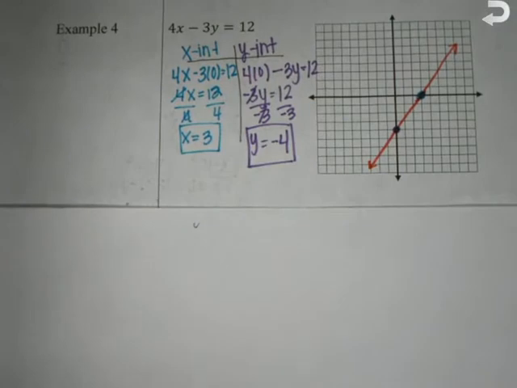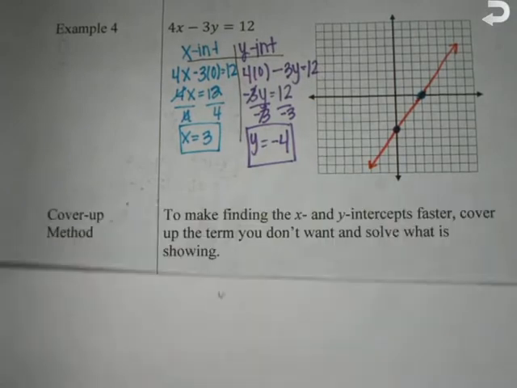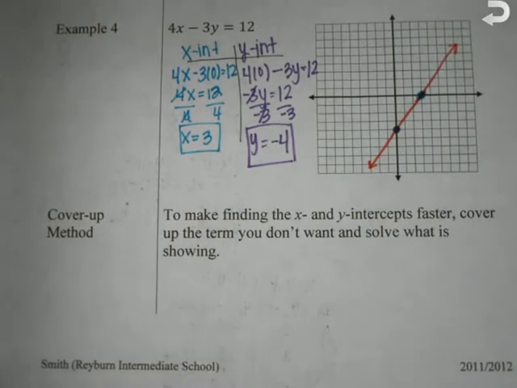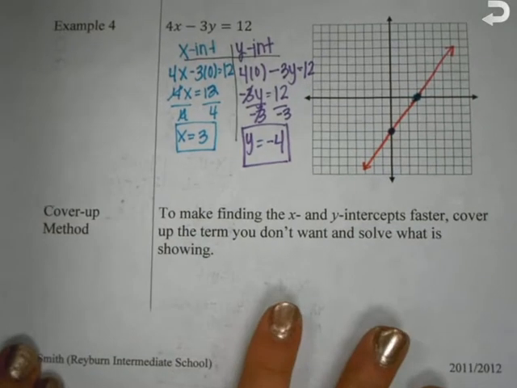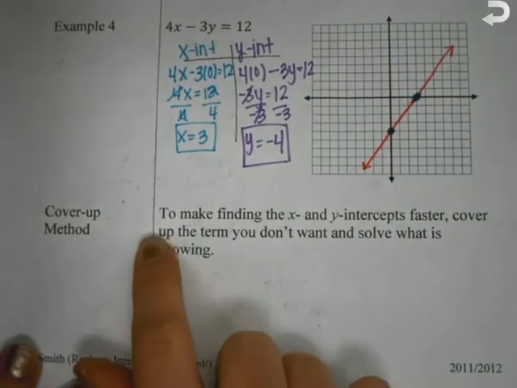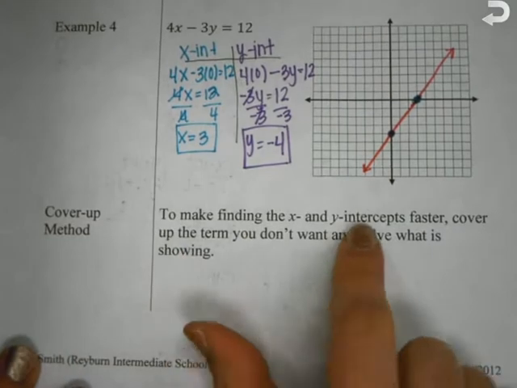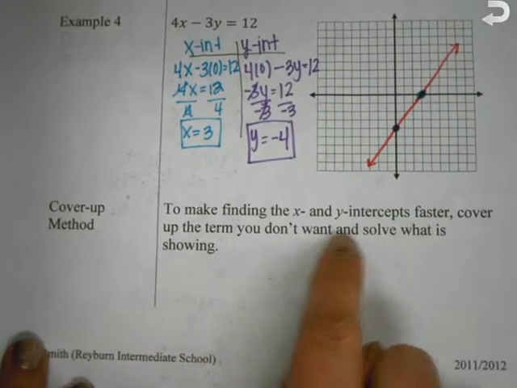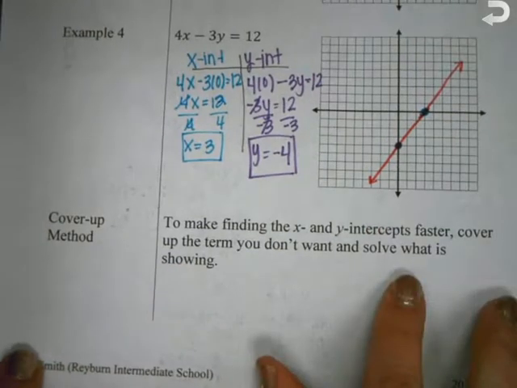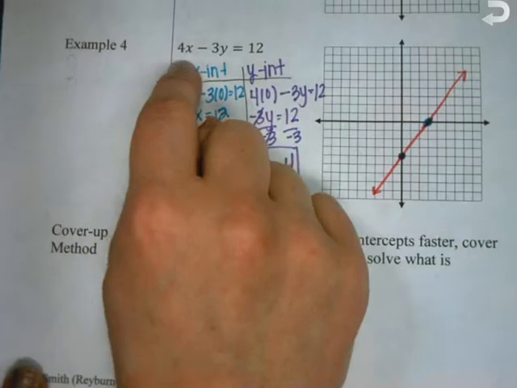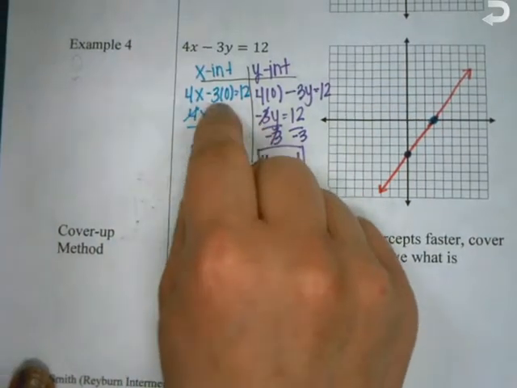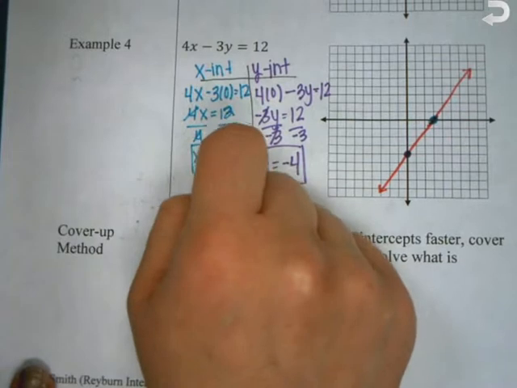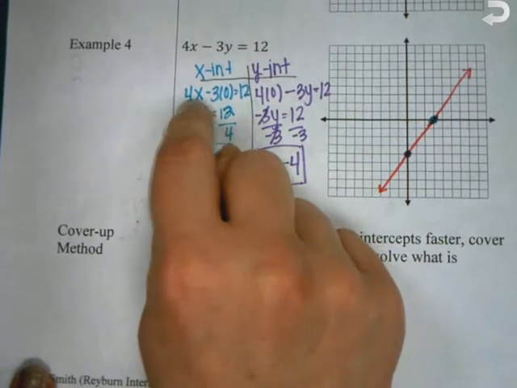It's called the cover-up method. To make finding the x and y intercepts faster, cover up the term you don't want, and solve what is showing. Did you guys notice how when I'm looking for the x-intercept and I plug in 0 for y, the y term just goes away? It's going to happen every single time. If I plug in 0 for this y, that multiplies to 0, and it just turned into 4x equals 12. That happens every single time.